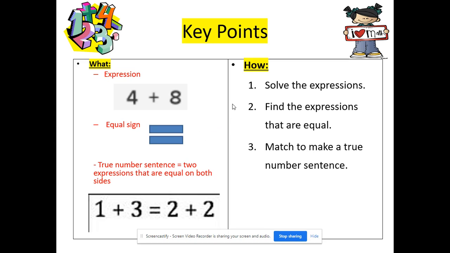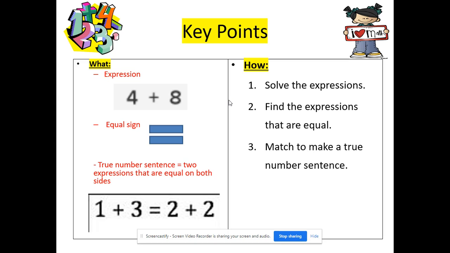How are we going to be successful? Well, first, we're going to make sure that we solve the expressions, which we should be able to do. And then we're going to find the expressions that are equal. And then just last, we're going to match them to make a true number sentence. Let's go ahead and start. We're going to start with the word problem. So at this point, make sure you pause the video, get a piece of paper ready with a pencil to solve the problem, or get your whiteboards out.